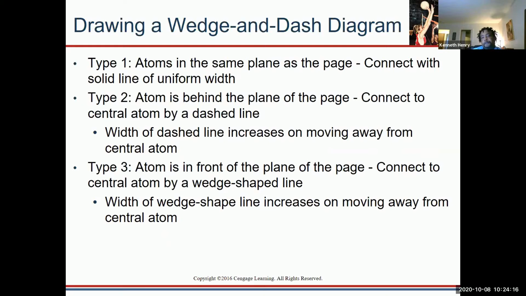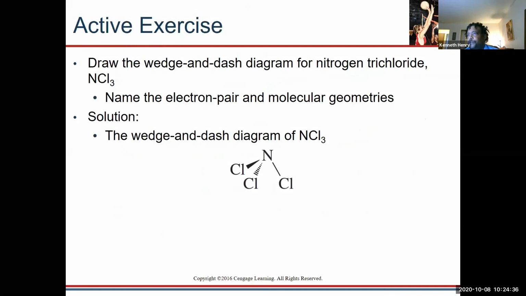Because we want to know what things look like, and we know that things are three-dimensional, we also need to find ways of drawing it. One of the ways of drawing a three-dimensional structure is by using what we call the wedge dash diagram. The way that works is, better just to show you. So you see our figure, NCl3. You know what it looks like in terms of its Lewis dot structure. It's going to be like this.